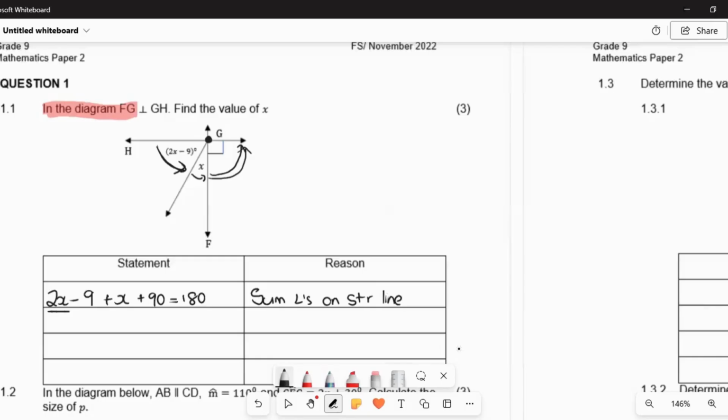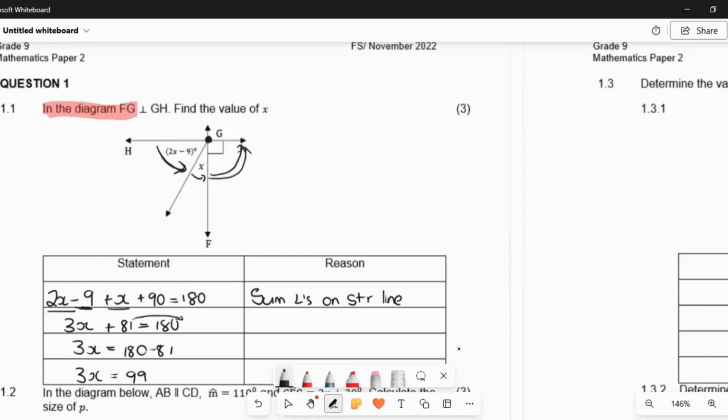So we have like terms, this 2x plus x is going to give us 3x. And then negative 9 plus 90 is going to give us plus 81 is equals to 180. Then we take the 81 over to the other side. We're going to have 3x is equals to 180 minus 81. And then now 3x is going to give us 99, right?